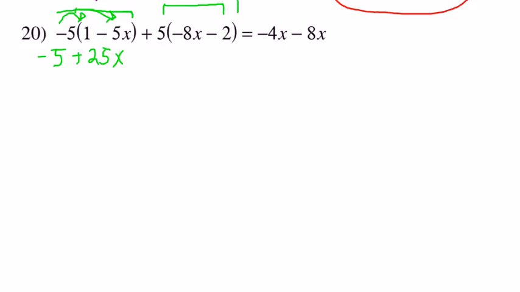We now need to remember that this 5 is still positive, so let's multiply that through real fast here. So 5 will be distributed to both of those terms, so 5 times negative 8x is a negative 40x, and then 5 times negative 2 is a negative 10. All right, I'm not going to do anything yet over here.